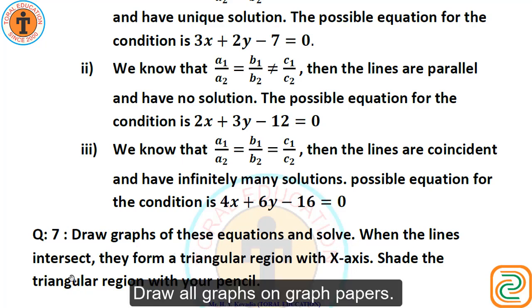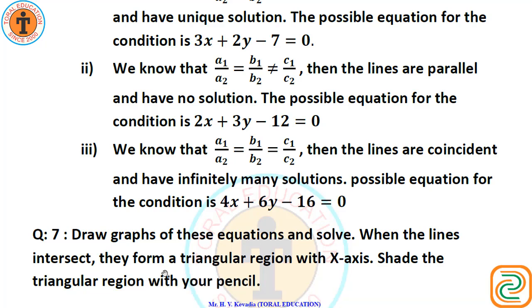When the lines intersect, you will get two lines and two lines will be intersected. They form a triangular region with x-axis. Now, if the triangular region is obtained, you should shade the triangular region with your pencil.